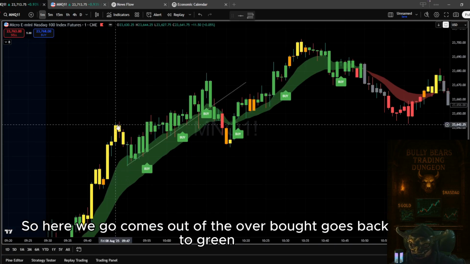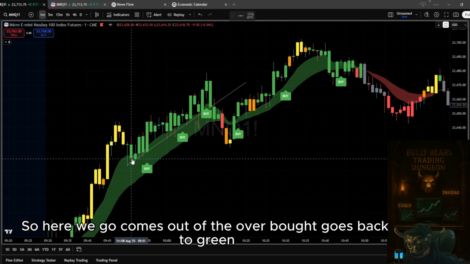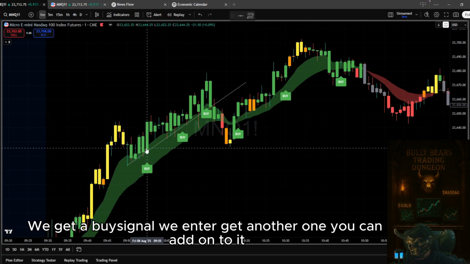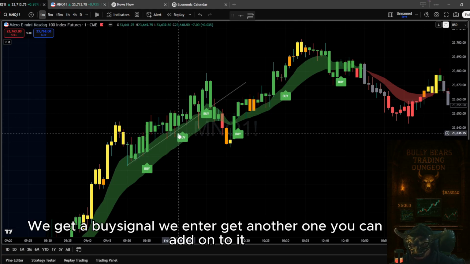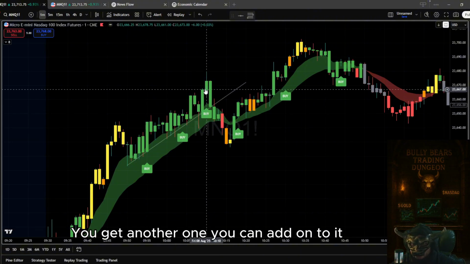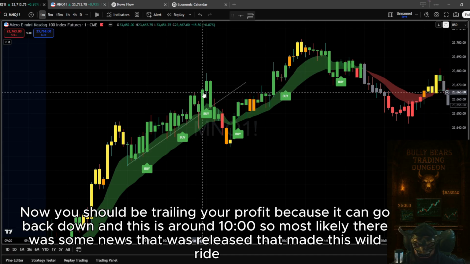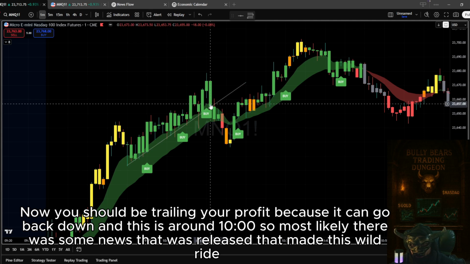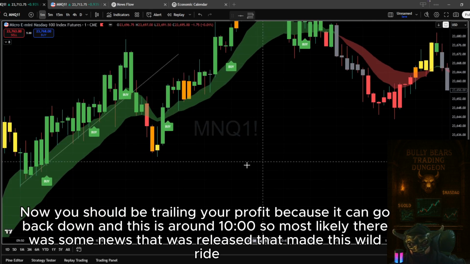So here we go. It comes out of the overbought and goes back to green. We get a buy signal. We enter. Get another one. You can add on to it. You get another one. You can add on to it. Now, you should be trailing your profit because it can go back down.